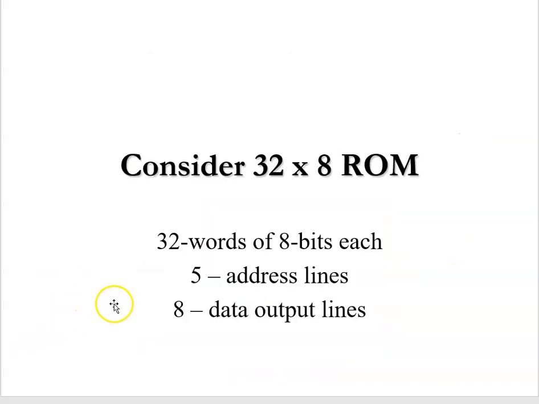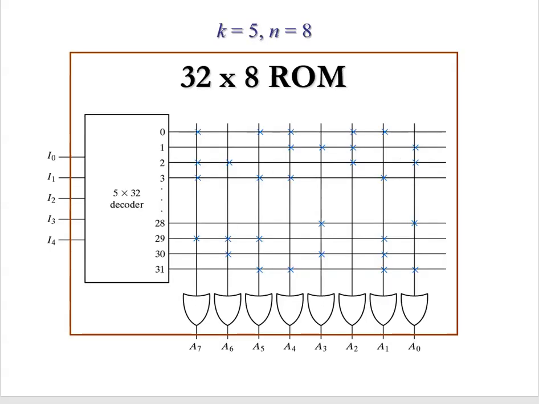Let's look at an example of a 32 by 8 ROM. We have 32 words of 8 bits each. It needs 5 address lines because 2 to the 5 gives us the unique 32 identifiers, and each word has 8 bits. So we need 8 data output lines, so it stores a byte. Each word is a byte.